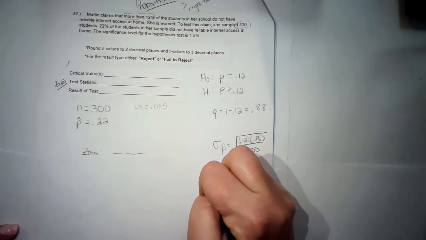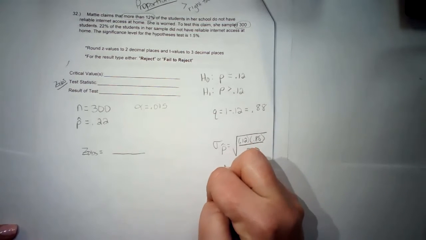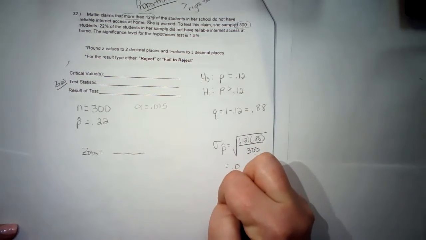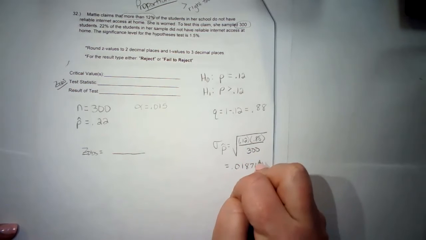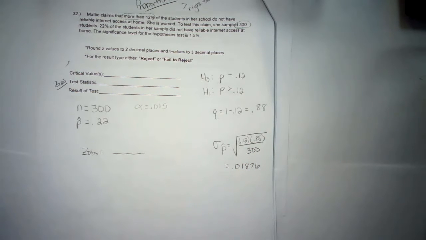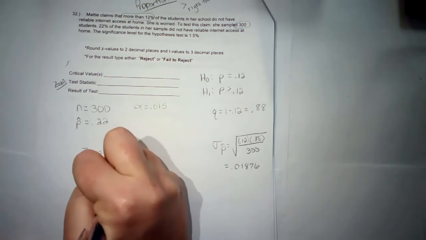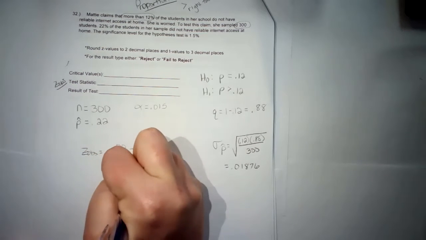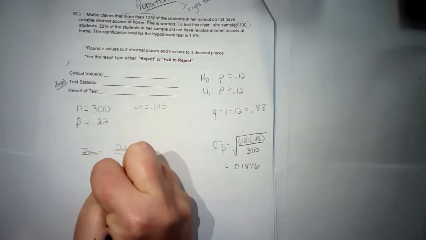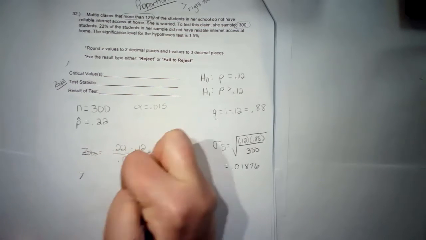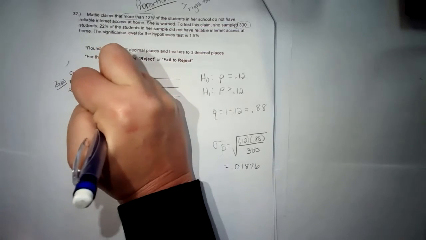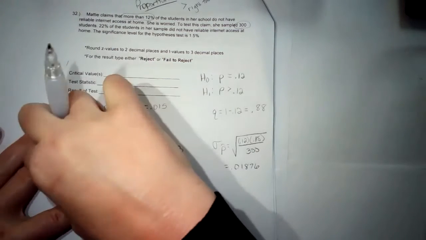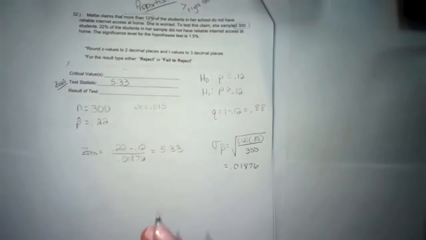Okay. Let's see. I did not do that either. Anybody got an answer for him? 0.01876. That look good? Okay, great. Thank you. All right. So now I'm going to do p hat minus p divided by that we just found. And I came up with 5.33. Does that sound good? Okay.